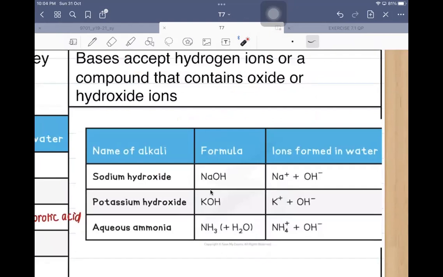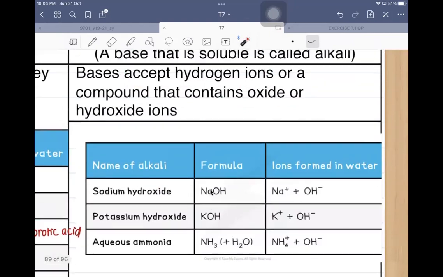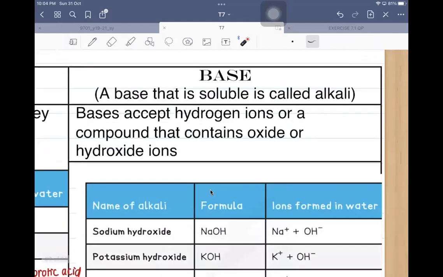These are the common alkali. Now, what's the difference between a base and an alkali? An alkali is a soluble base. All alkalis are base, but not all base are alkali. Okay, so base is like the big group, and then the alkali is a smaller group. Those soluble ones fall in or under the alkali.